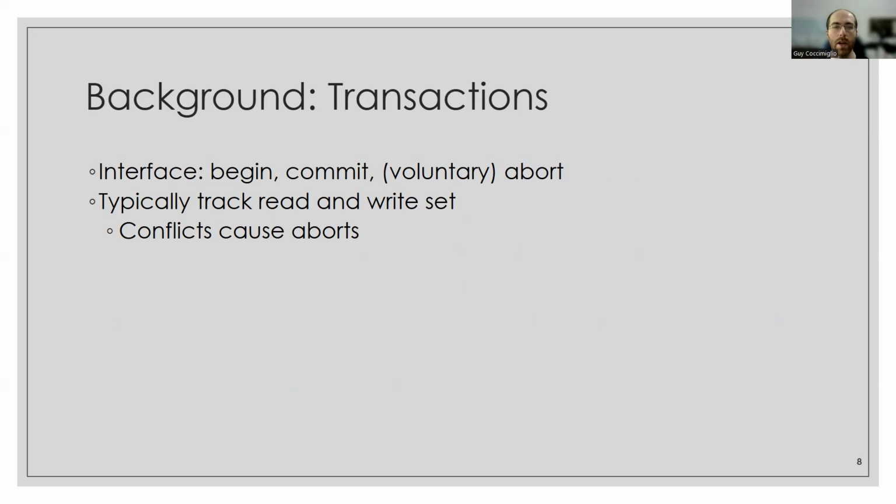A TM will typically track a read set and a write set, meaning the set of all addresses that are read by our transaction and the set of all addresses that are written to by a transaction. If the write set of one transaction overlaps the read or write set of another transaction, we refer to this as a conflict, and conflicts will cause aborts.